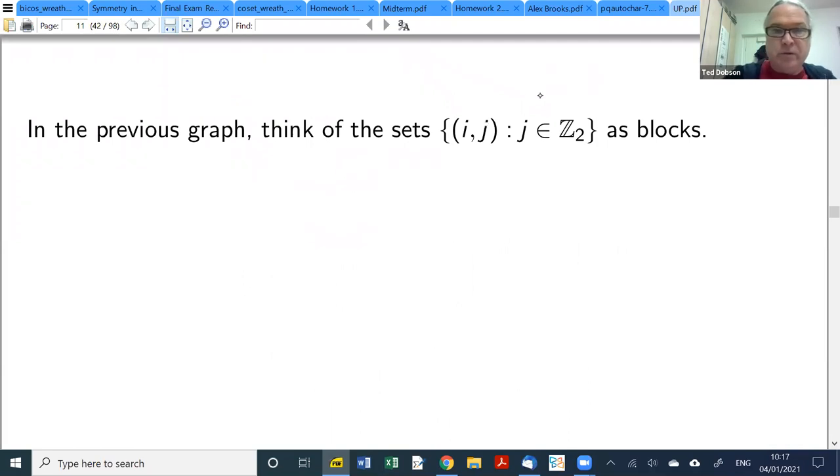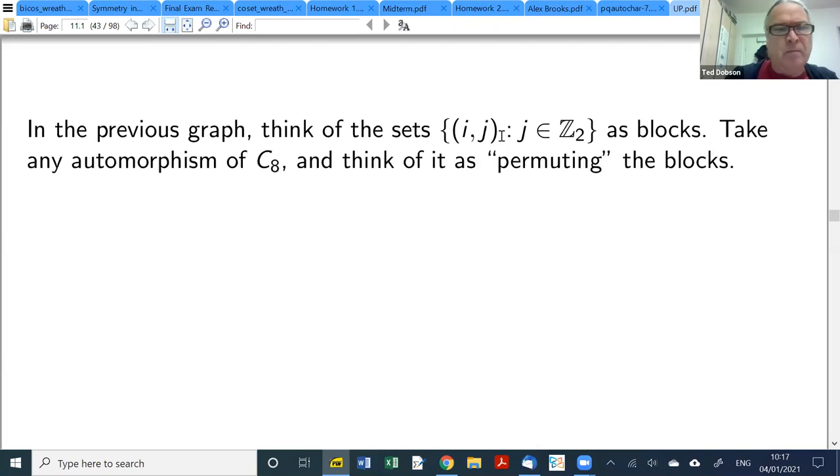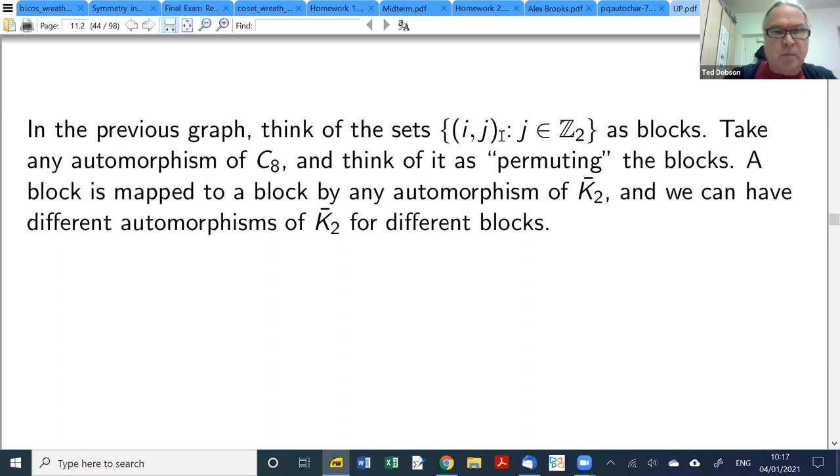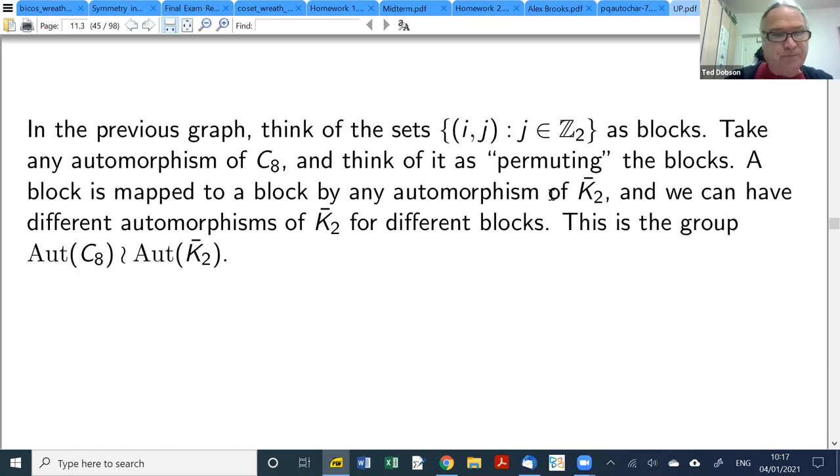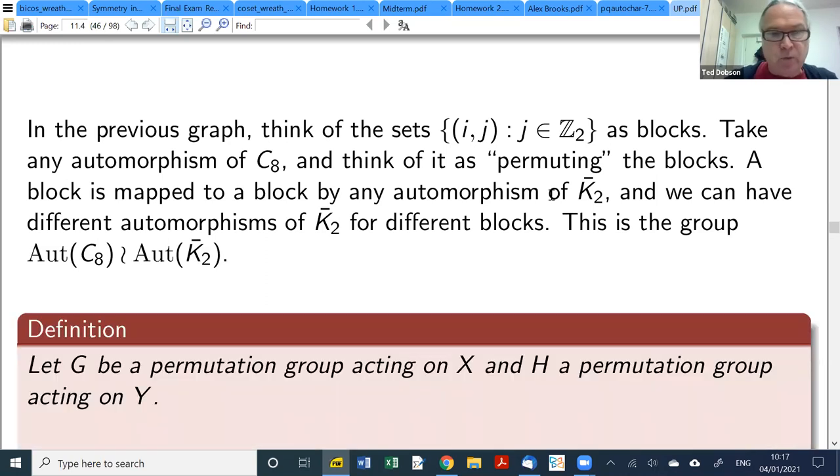So think of these sets. I guess they're not J's. It should maybe be an A. I can't remember. But you take any automorphism of the cycle of length 8, think of it as permuting those blocks. A block is mapped to another block by any automorphism of K2 bar. And you can choose these independently. If you choose them all the same, you would just have the regular Cartesian product. And this is the group Aut C8 wreath Aut K2 bar. And that's what Harary was after.